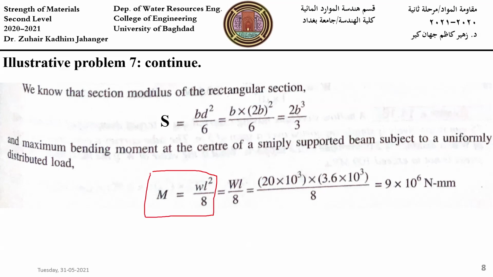You need to memorize this equation. Moment equals WL squared over 8 for a simply supported beam subject to a uniformly distributed load. So the maximum bending moment at the center equals WL squared over 8. And M equals w capital L over 8. W capital is 20 times 10 to the power 3 times 3.6 times 10 cubed over 8.